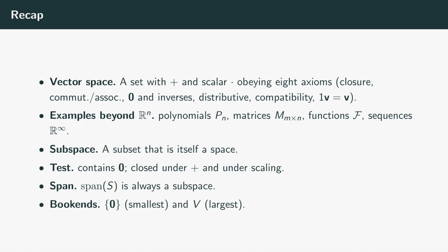A subspace is a subset that is itself a vector space, and you test it with just 3 checks. It contains the 0 vector, and it is closed under addition and under scaling. The span of any set of vectors is always a subspace, the easiest way to build one, and every space comes with 2 automatic subspaces, the 0 subspace at the bottom and the whole space at the top. Next episode, we learn to count the true size of a space: linear independence, basis, and dimension.